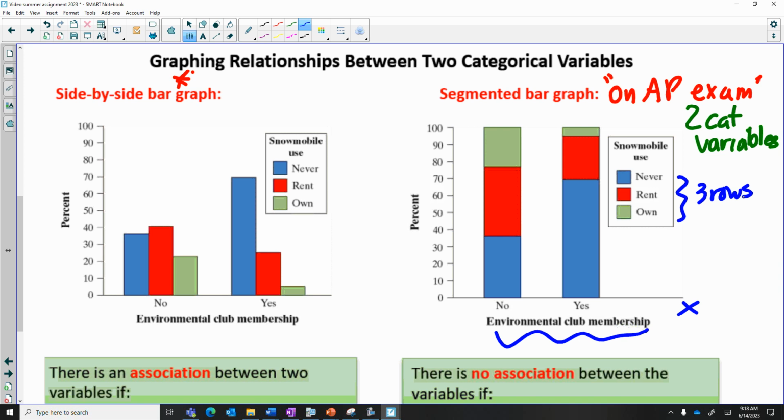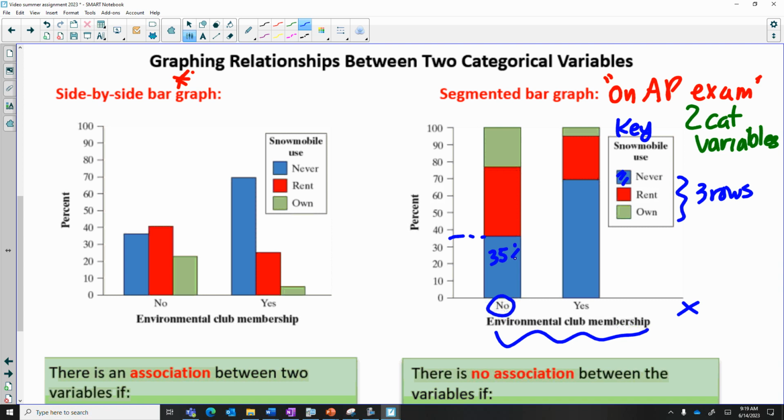So basically what they would do is they would go to the no environmental club column, and they would do the percent of the never, the rent, and the own out of the nos. And then they would display it in the form of these segments. So it looks like, for example, this blue key, you need a key for this. The never is blue. So it looks like there's about 35% who, out of the people who are not a member in the environmental club, never use a snowmobile.